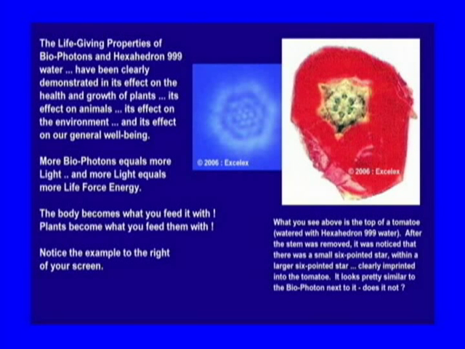Notice the example to the right of your screen. What you are seeing is the top of a tomato, watered with hexagon 999 water. After the stem was removed, it was noticed that there was a small 6-pointed star within a larger 6-pointed star, clearly imprinted into the tomato. It looks pretty similar to the biophoton next to it, does it not? Plants become what you feed them with. Let us now have a look at the magnificent biophotons in action. Magnificent.